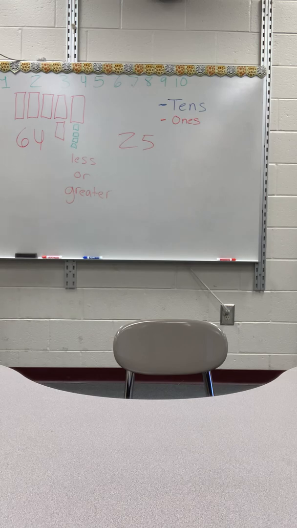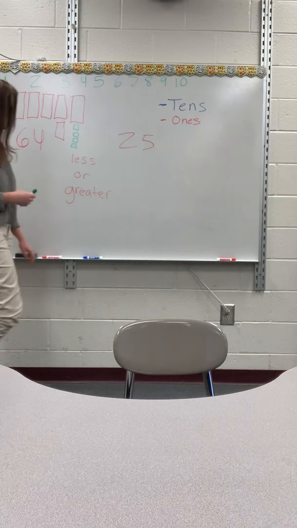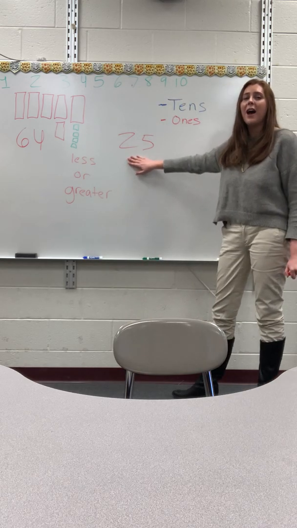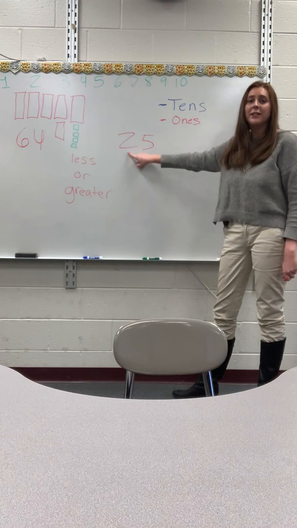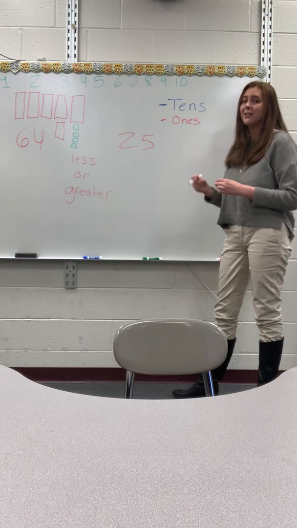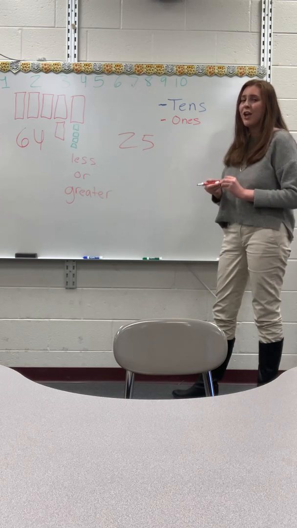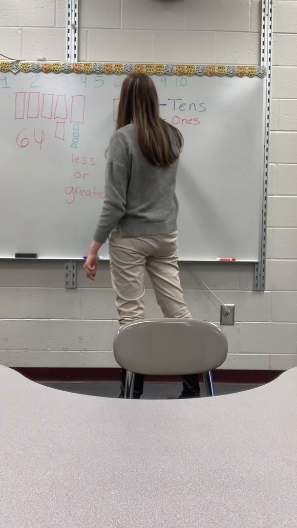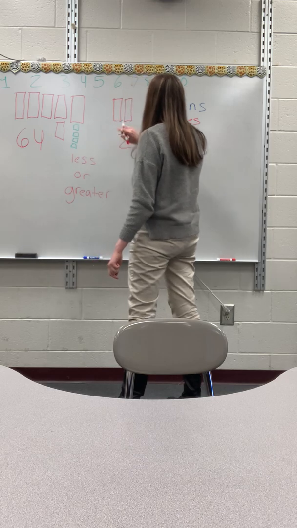But now we have to make that same model for the number 25, and if I say the number 25, what number's in the tens place? It's 2, so we'll have to draw how many rods? Shout it out. 2 rods. So we'll draw 1, 2 to make it 10, 20.